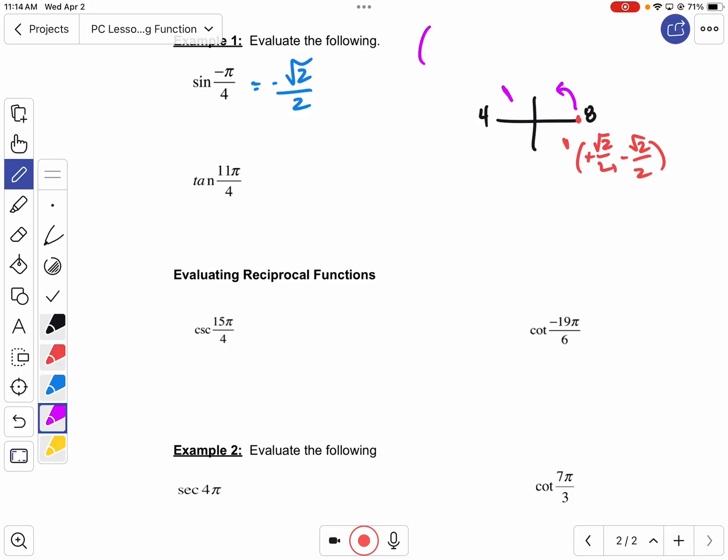Okay. So my ordered pair, it's pi over 4, it would be negative square root of 2 over 2 and square root of 2 over 2. Tangent says we take sine over cosine, or y divided by x. What happens when I take the same thing divided by itself?